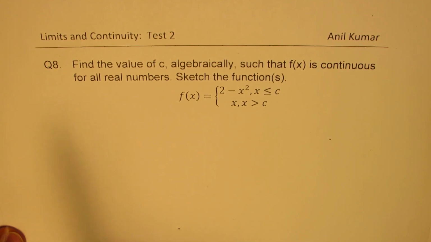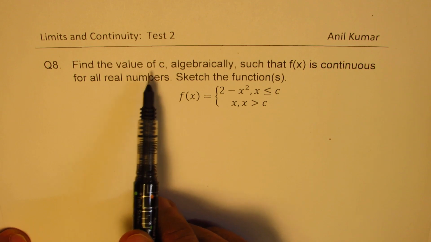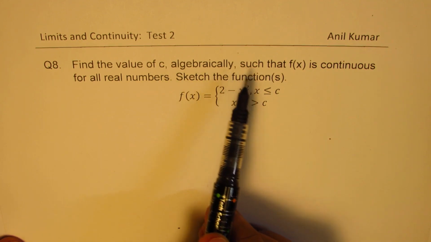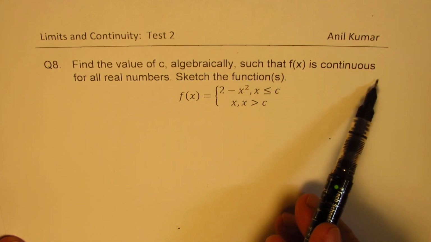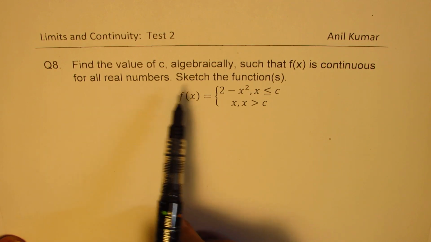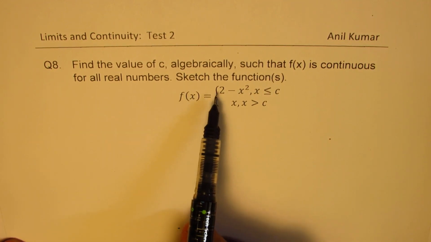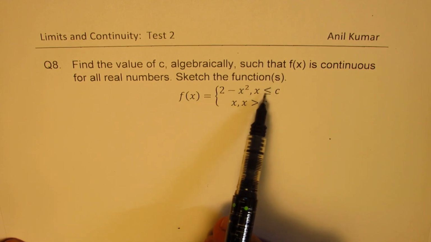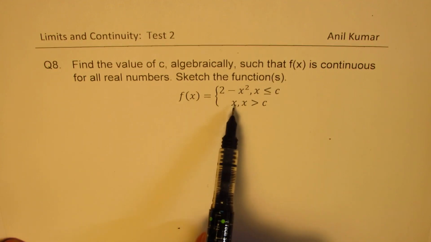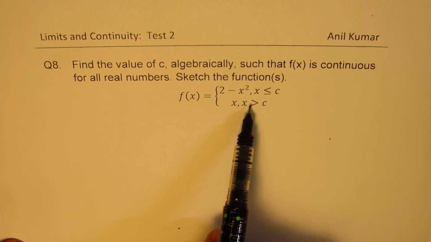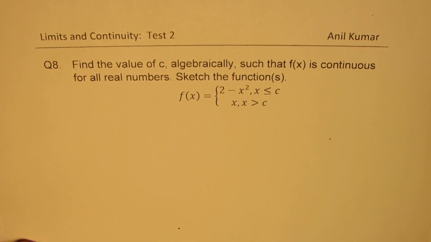Question number 8 is, find the value of c algebraically such that f of x is continuous for all real numbers. Sketch the functions. So we are given f of x equals 2 minus x squared for x less than or equal to c, and equals x when x is greater than c, right?